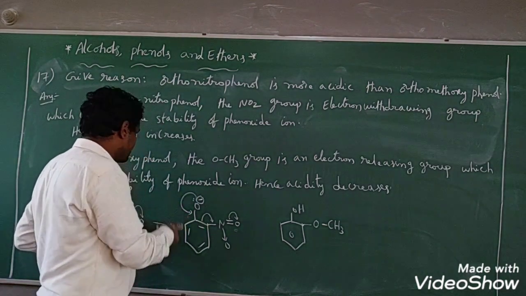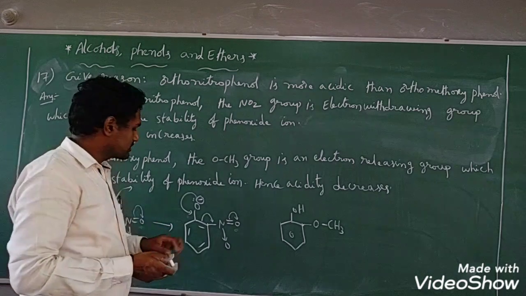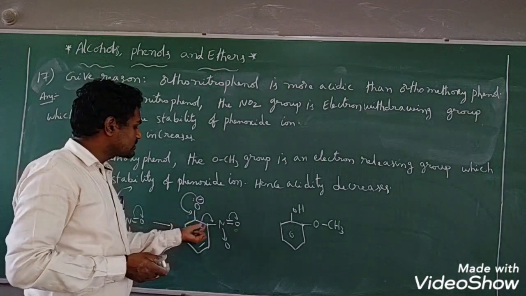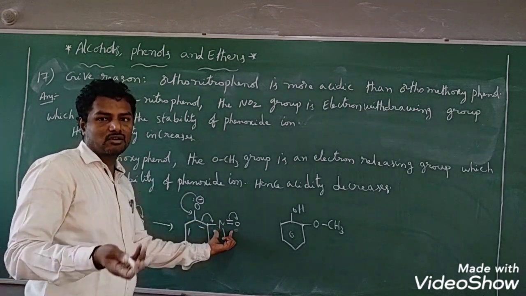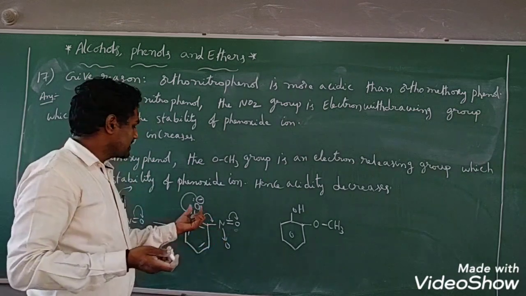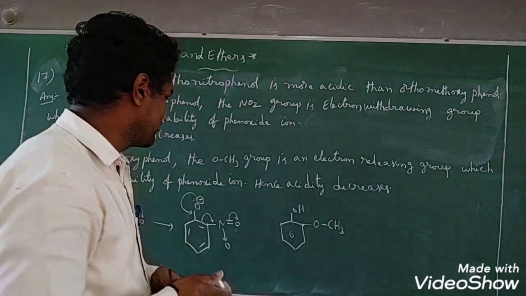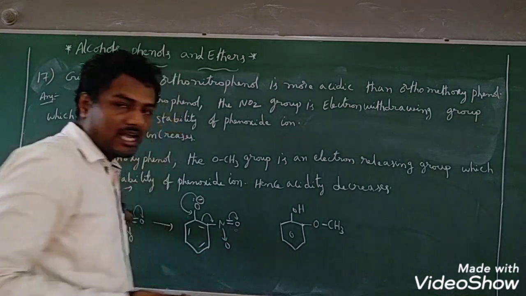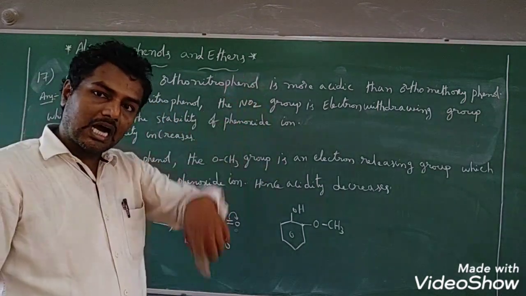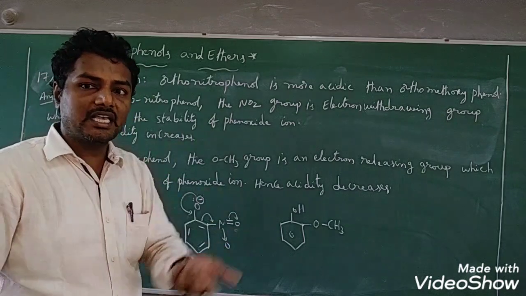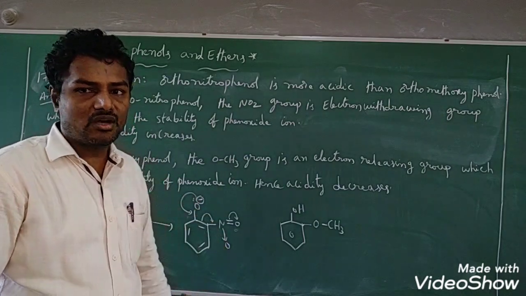It means the stability of the phenoxide ion increases. The stability of the phenoxide ion increases due to the presence of what? The electron withdrawing group. So that is why, when stability increases, the acidic nature also increases, students. After removal of the H plus ion, when the corresponding phenoxide ion stability increases, the acidic character also increases.